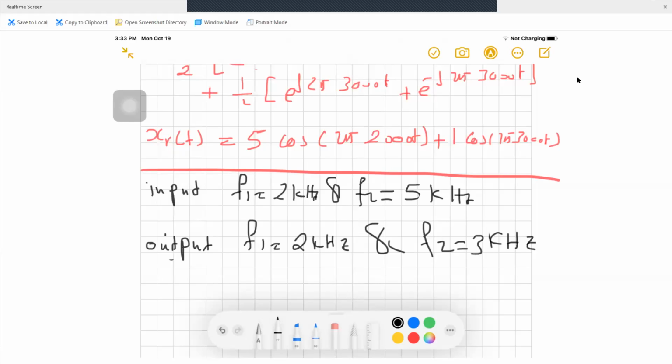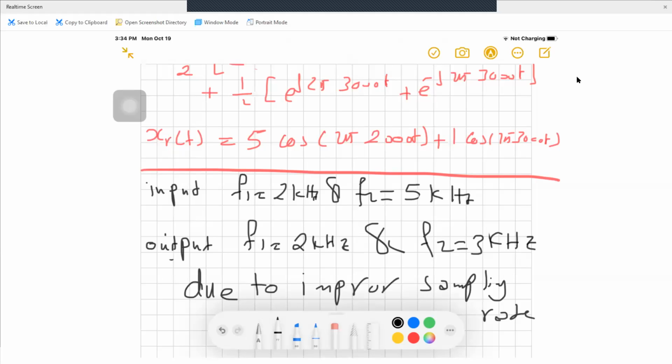Well, so the input to the system is 2 kilo and 5 kilo, and the output is F1 equal to 2 kilo and F2 equal to 3 kilo. So what's going on? Of course, the output or recovered signal is different from the original signal. Due to what? Due to improper sampling rate.